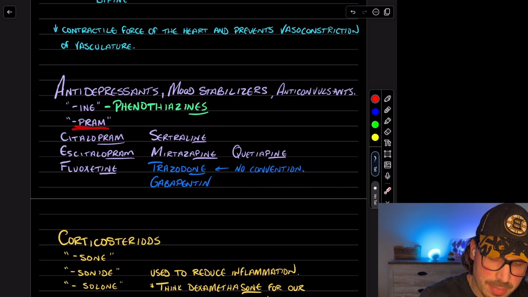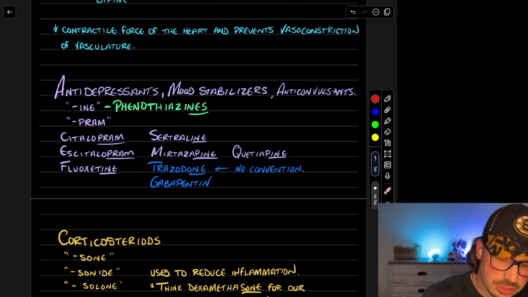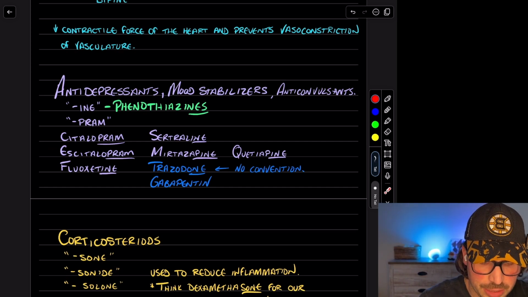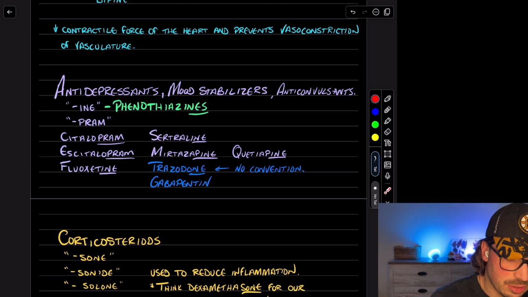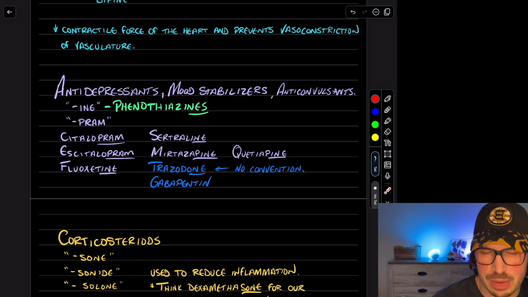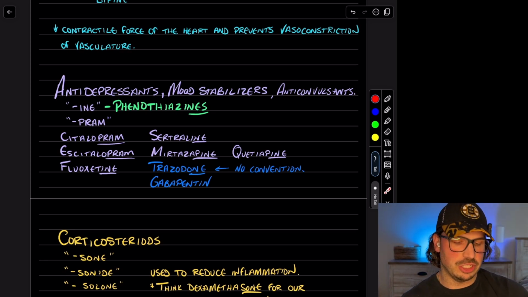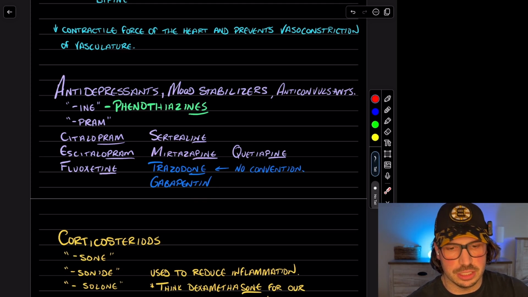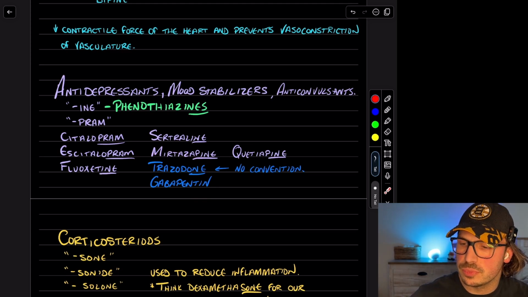There's also pram medications. So some of the big ones we see quite often are citalopram, escitalopram, sertraline, mirtazapine, quetiapine. And then there's always the weird ones, right? Like trazodone and gabapentin. They don't really have any convention, but these ones you'll see pretty often as well. So I put them on the list just because they're pretty important to know.